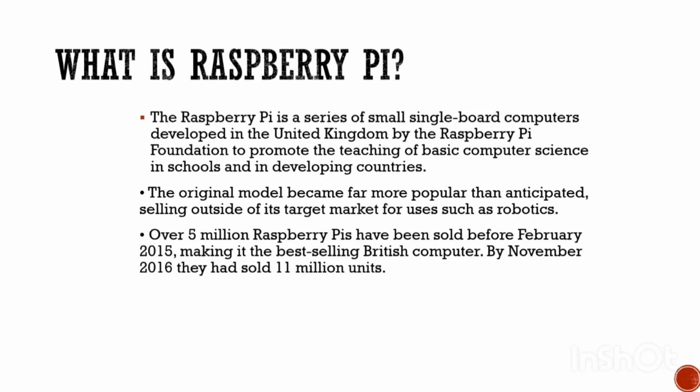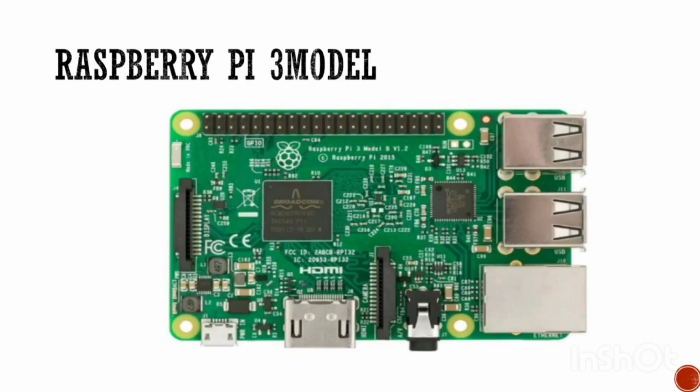Over 5 million Raspberry Pis were sold before February 2015, making it the best-selling British computer. By November 2016, they had sold 11 million units. This is the Raspberry Pi 3 model.